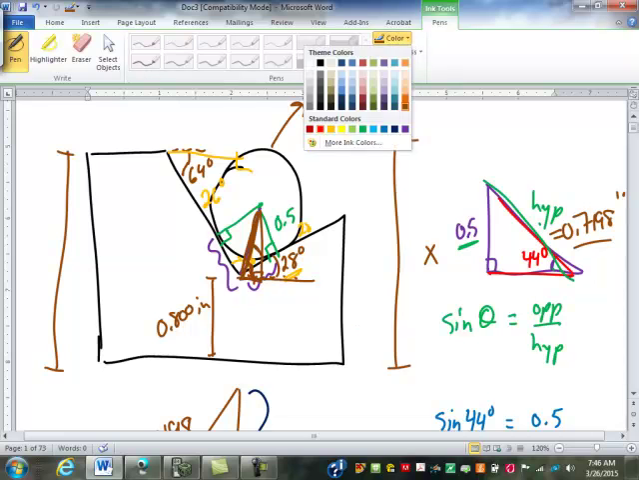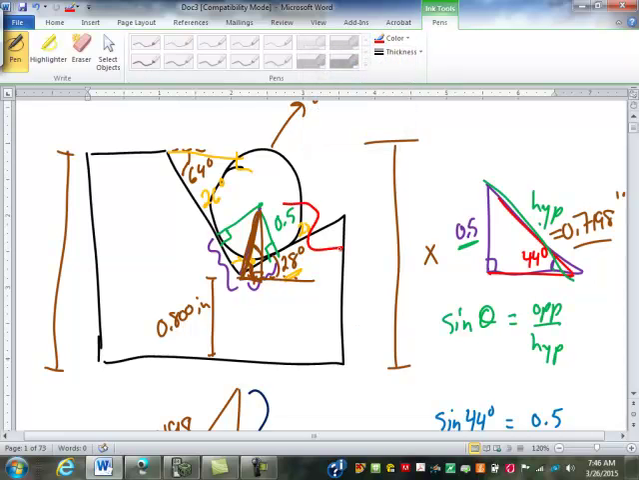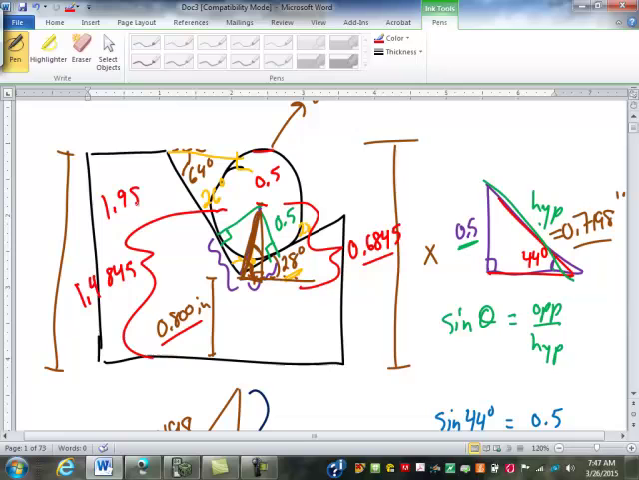From here to here. Add that to the 0.80. That makes this total height from here to here 1.4845, plus another radius of 0.5. That's 1.9845 from here all the way down. That's what we're looking for.